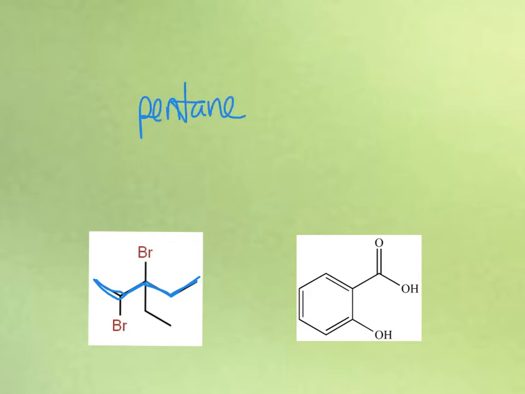And it has 2 bromo groups, so I'm going to run out of room, but this is carbon 2 and 3, and this is dibromo. And then we have this ethyl group here. So it is a 2,3-dibromo-3-ethylpentane.